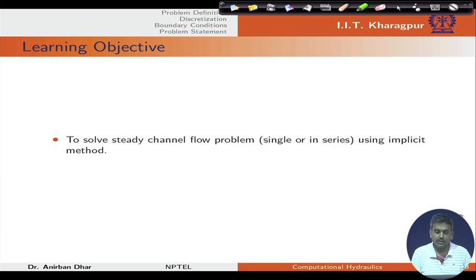Although this implicit approach is not related to time, we will be talking about steady channel flow. Essentially, we will be talking about the solution of nonlinear discretized equations.